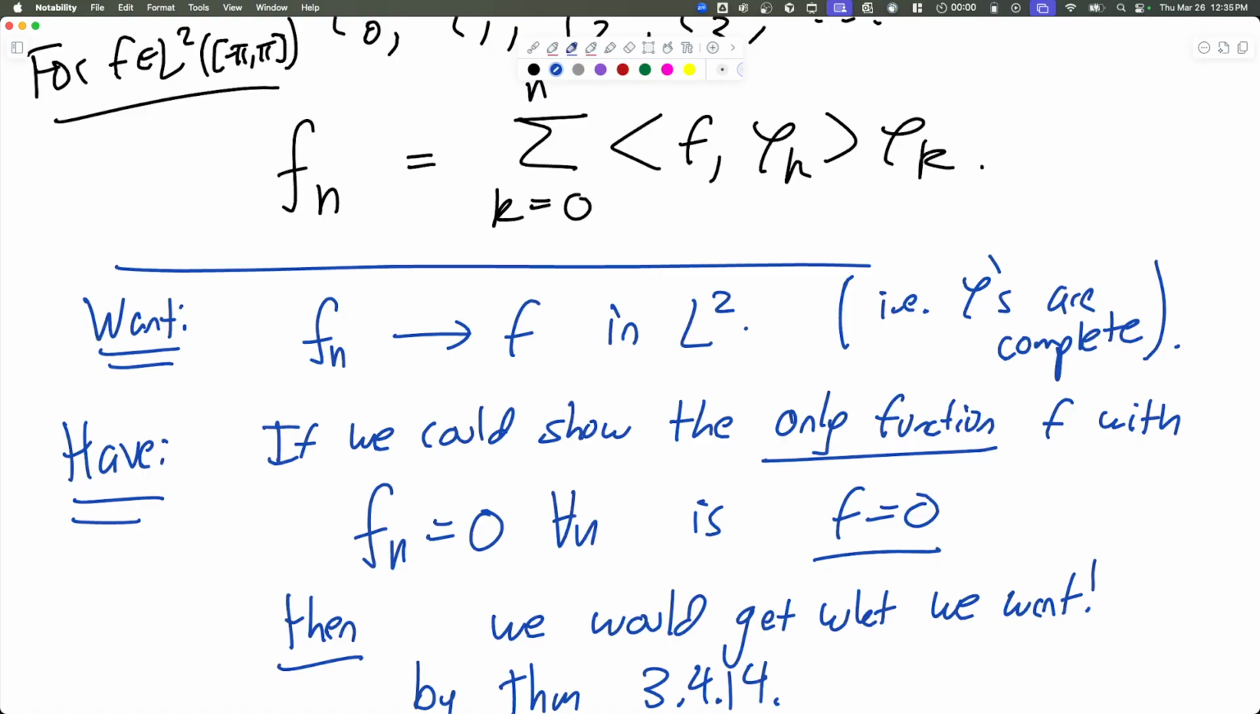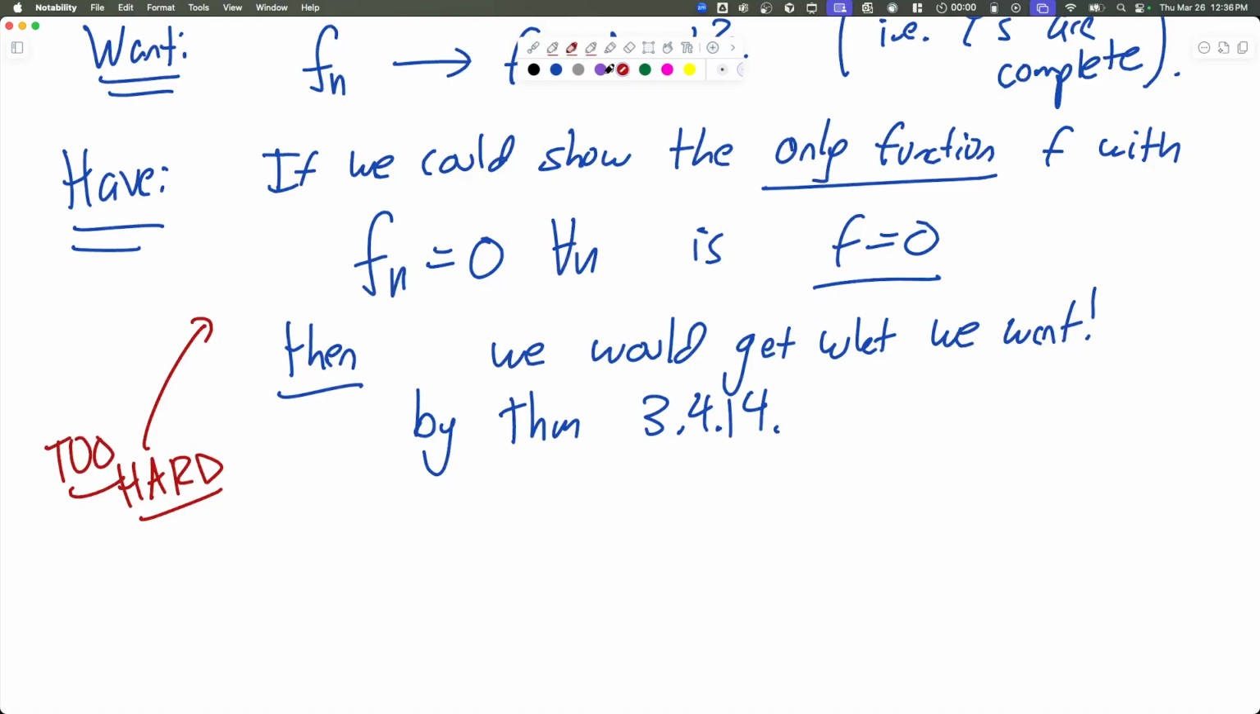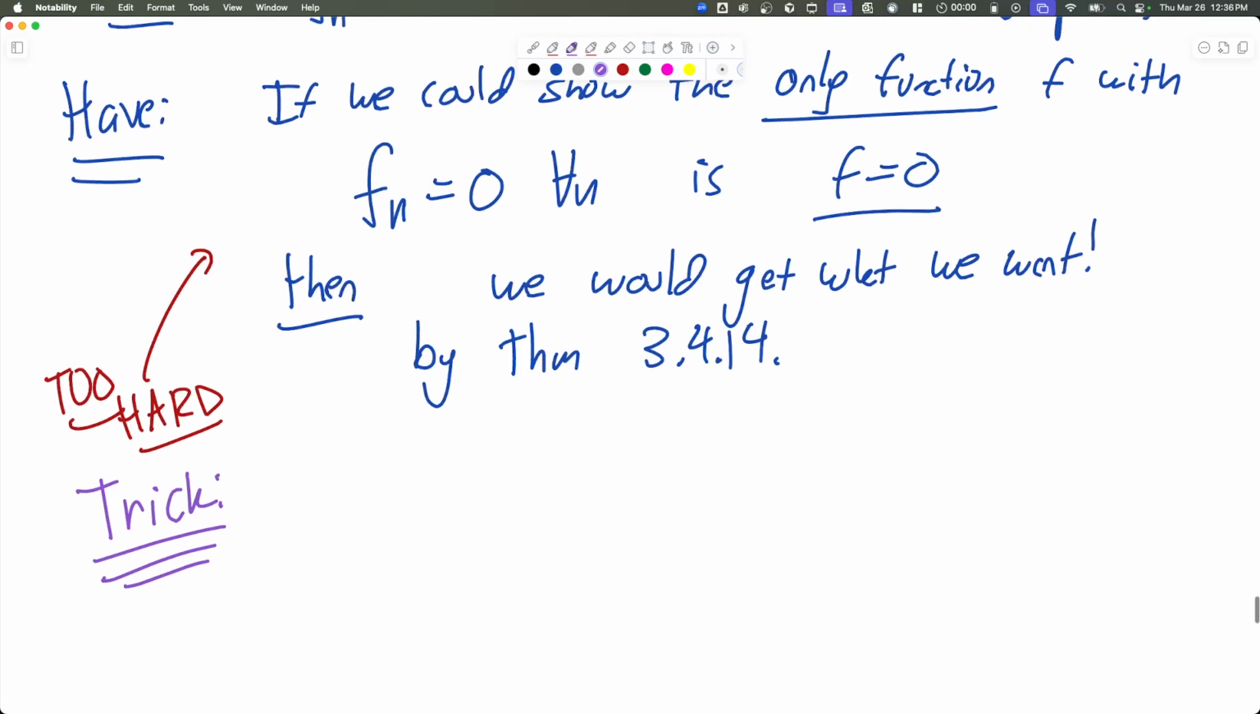Okay, however, it turns out even this is too hard. This is too hard to prove directly. So we're going to do a sneaky trick. And the trick involves something called Cesaro averages. So here is the sneaky trick. And this is called the Cesaro average.